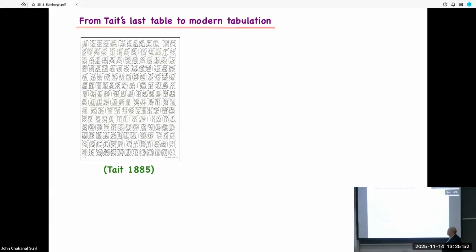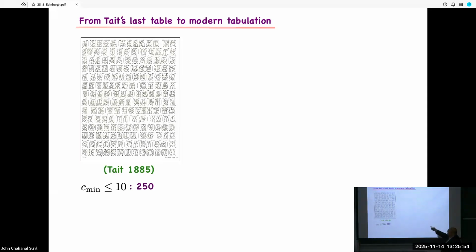I'll stop with history. Tait tabulated knots up to 10 crossings. And this is indeed the last table, finding that the total is 250. This number may be slightly wrong. There is, of course, one duplication, but everything is correct except the duplication, found by Perko in 1970. Then if you increase the crossing number, you see how it goes.